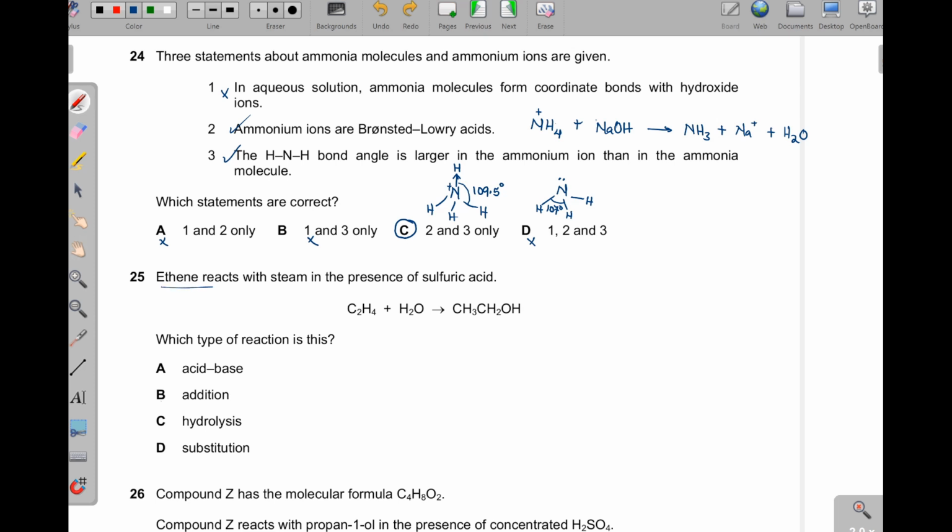Question 25. Ethene reacts with steam in the presence of sulfuric acid to give us an alcohol. Which type of reaction is this one? This one is an addition reaction. You get 2 or more reactants, and then they react to give you one product. As simple as that.